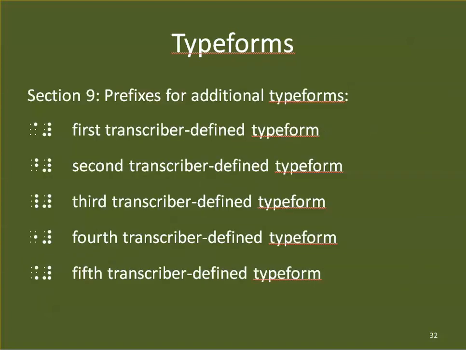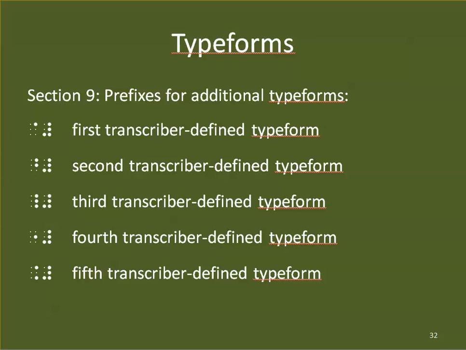If we need anything other than those 4, which unfortunately means so far highlighting and double underlining, all those wonderful things that were introduced to us in Formats 2011, those have gone bye-bye. We can't use those anymore. So if we need something besides the 4 that we just talked about, italic, bold, underline, or script, then we have things that are transcriber-defined typeform. And we have 5 additional symbols that we can use for whatever it is that we need.